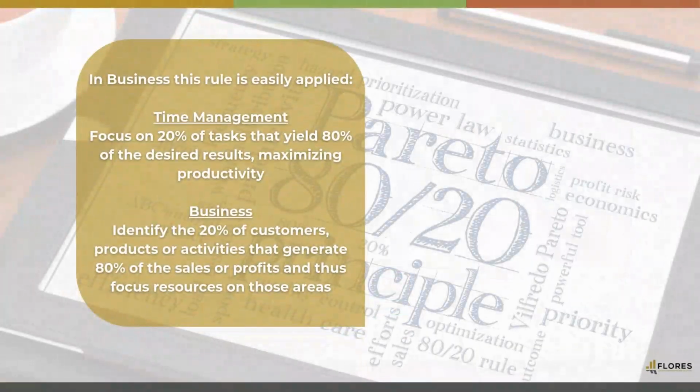In business, this rule is easily applied by the following. Time management: focusing on the 20% of your tasks that yield 80% of maximum productivity. And for business operations, you want to identify the 20% of customers or products or activities that generate 80% of your sales or profits, thus focusing your resources on those areas.